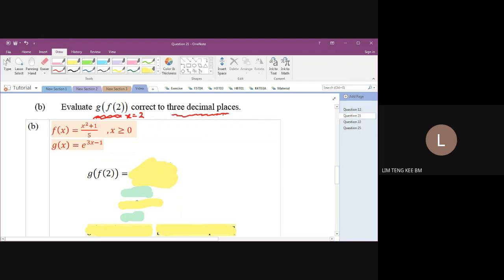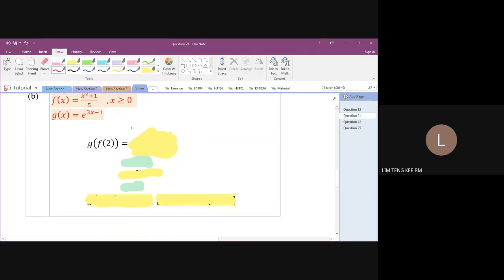So in here, by right, it's all right that you don't have to go through the process of finding what the function is, what the composite function GF is. You don't have to find the function. You can just directly find out the value of the function when x equals 2. And how are we going to do that? Let's see.